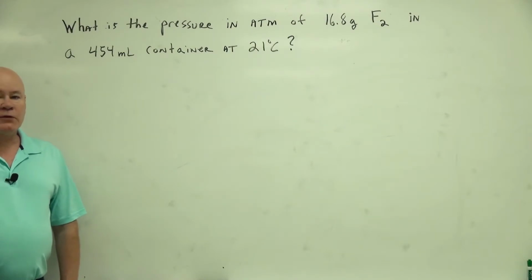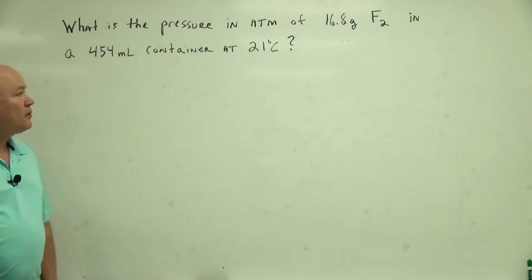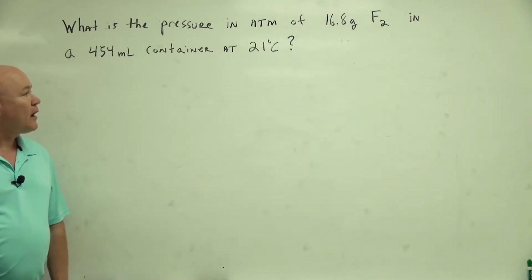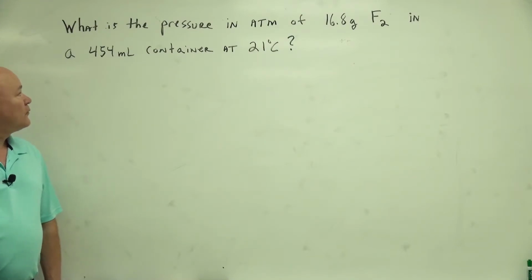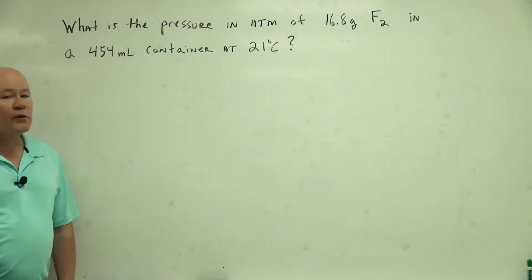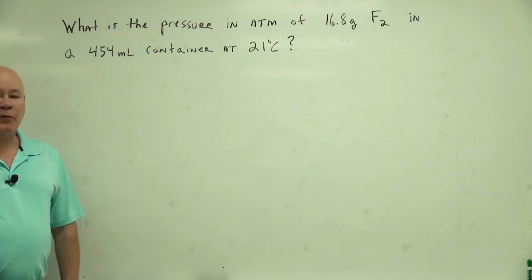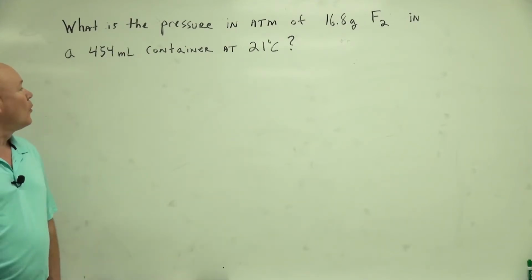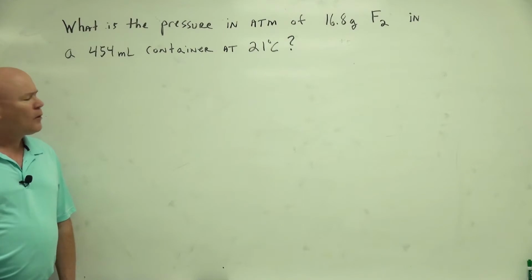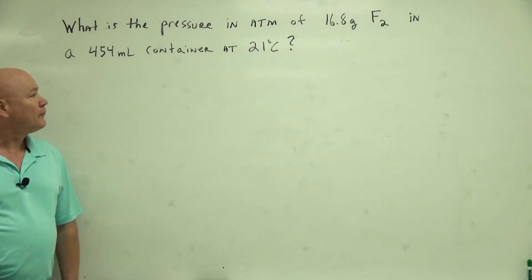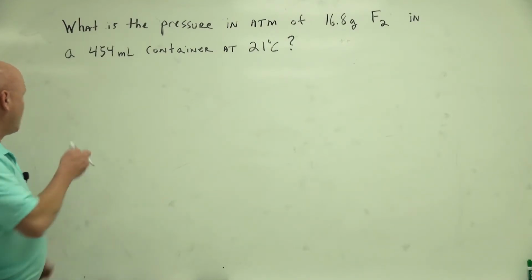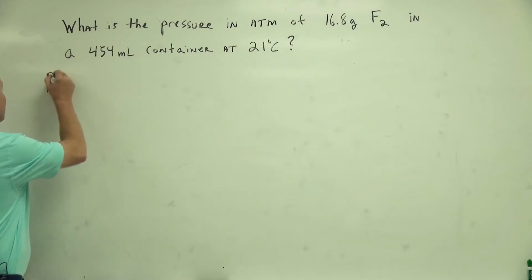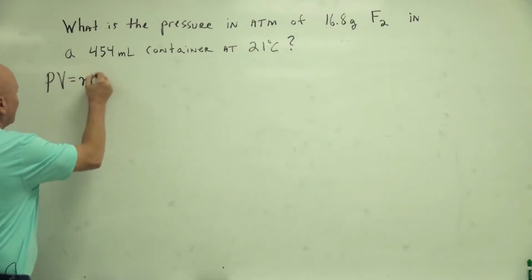What is the pressure in atmospheres of 16.8 grams fluorine gas in a 454 milliliter container at 21 degrees Celsius? This is an ideal gas problem because we don't have any pairs up there. We just have a single value for temperature, a single value for volume, and grams as well. So the equation that we're going to use is PV equals nRT.